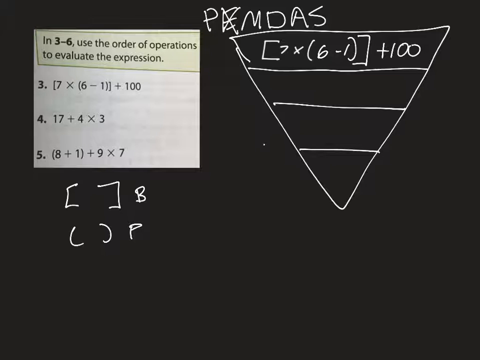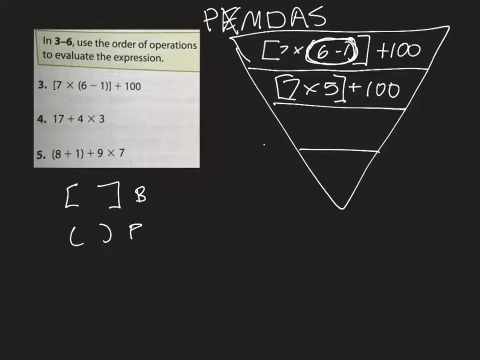So as we always say, you always do what's in parentheses first. Well, you have brackets and you have parentheses inside the brackets. I'm always going to do what's inside the parentheses first. So I'm going to circle the 6 minus 1, and that gives me 5. Then remember, everything else drops down, right? So 7 times 5 plus 100. And remember, that bracket did not go away.